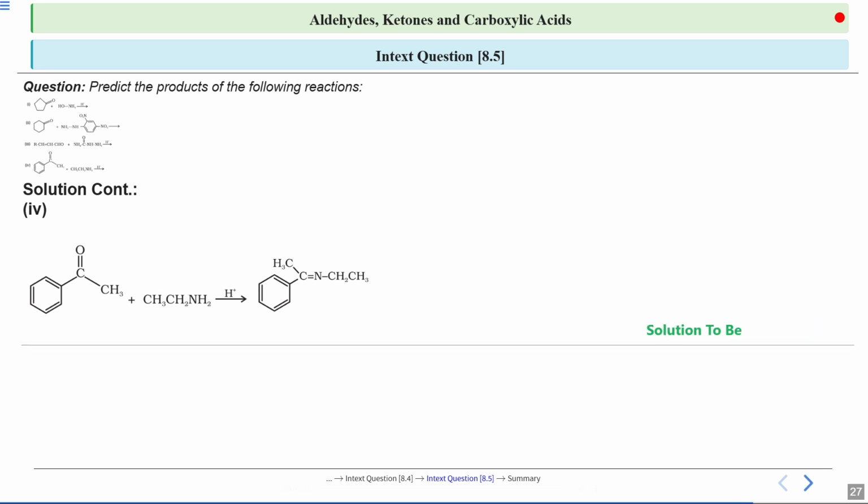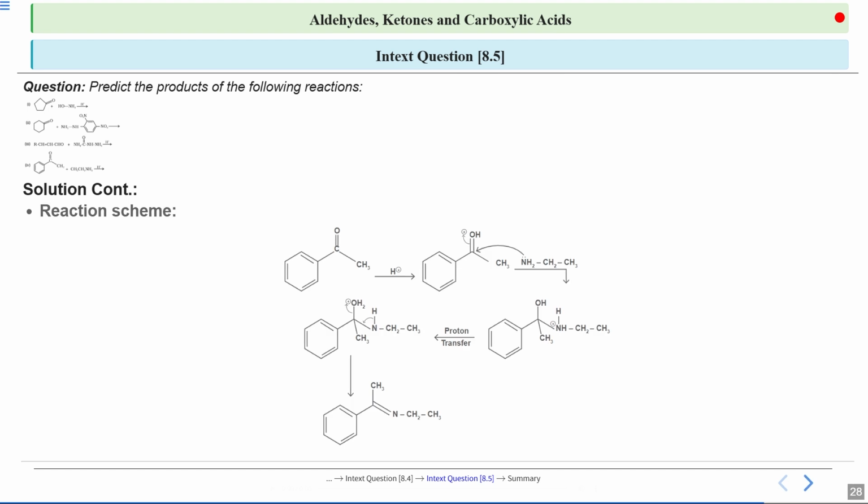Now if we look at the particular reaction, then we will go towards the mechanism. So what is happening in this reaction? First, there will be the protonation of this benzyl acetone, and after the protonation, the lone pair on the nitrogen of this primary amine, which is ethyl amine, attacks the electrophilic carbon of it. It forms a carbonyl amine intermediate, which is also called a hemiaminal. So finally you get a hemiaminal intermediate.